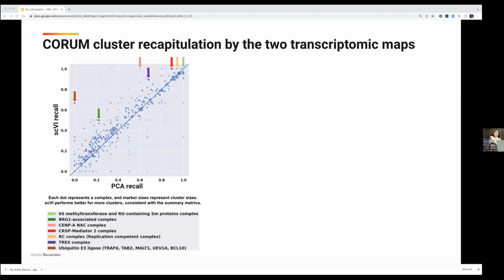So in the previous slide, we looked at those benchmarking results globally across thousands of pathways. To provide now a more granular perspective, let's look at how the 2 transcriptomic maps compare in terms of the recall value per cluster when looking at the Quorum data set. And that's what we show here in the scatter plot. So consistent with the summary metrics, the SCVI pipeline performs better for most of the clusters, which we can see by the fact that more points fall above the diagonal than below.